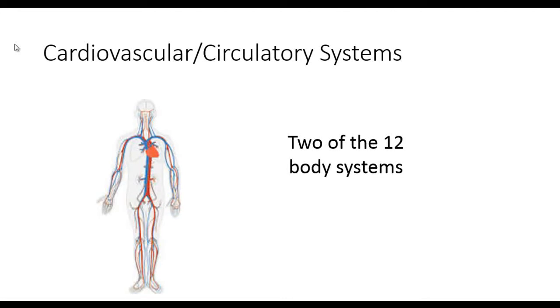Vascular circulatory systems are 2 of the 12 body systems. These systems share a lot of the same elements and organs. They are distinct in their purpose, though, and we'll talk about the differences and similarities between the two as we go forward.